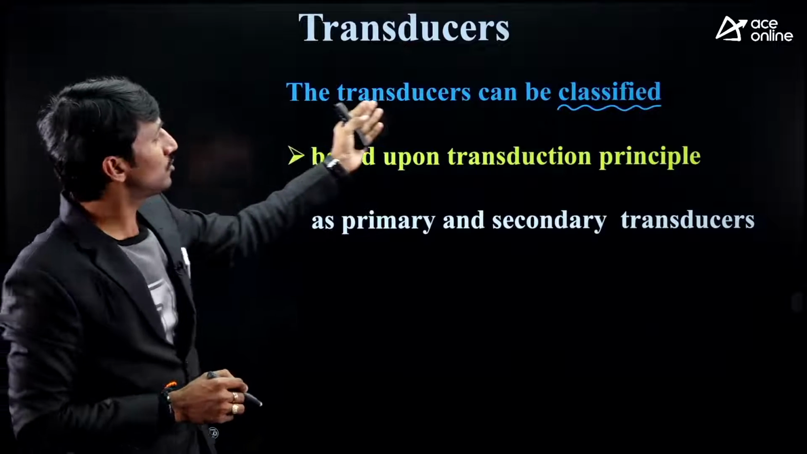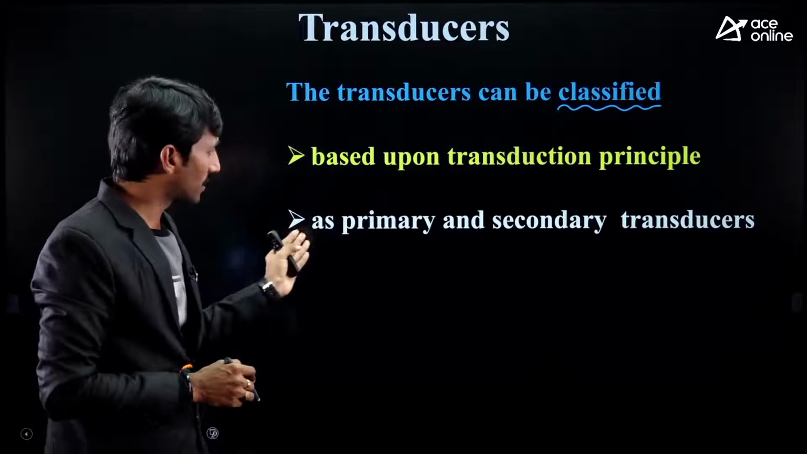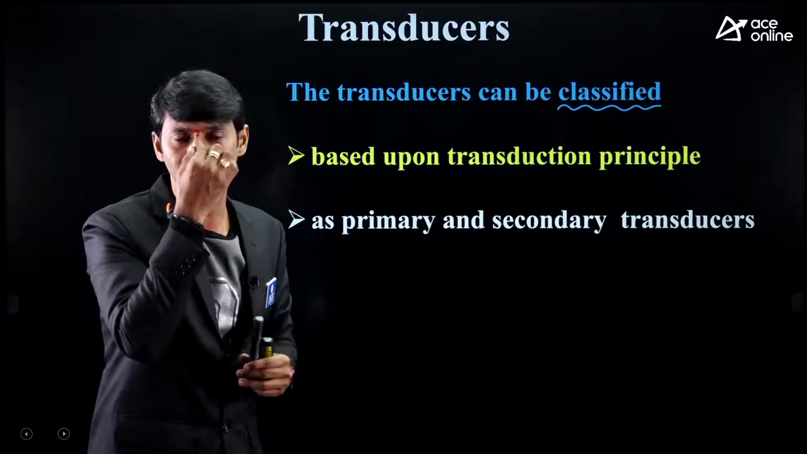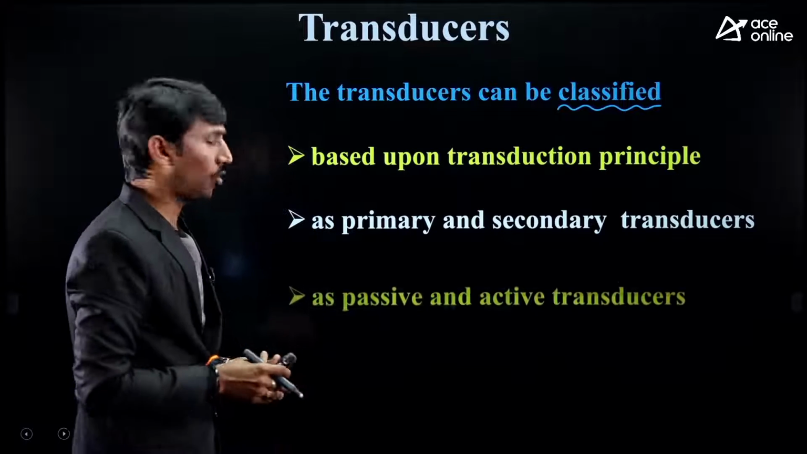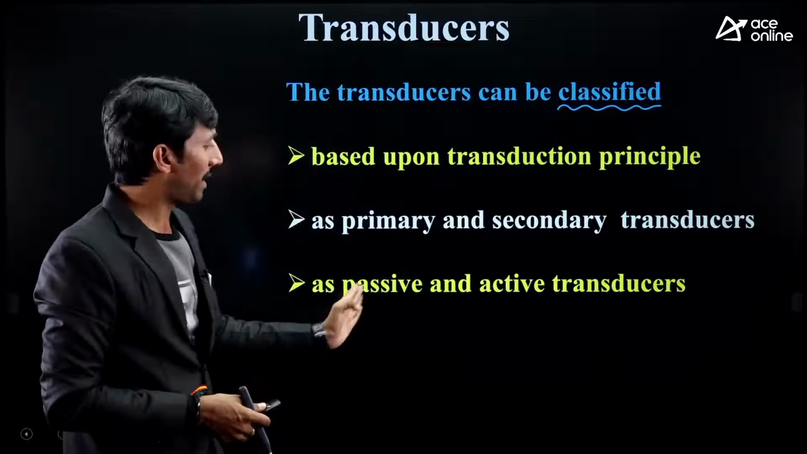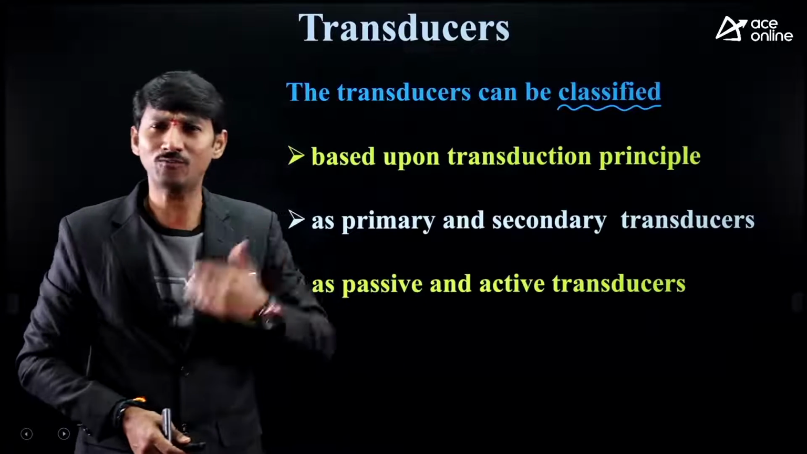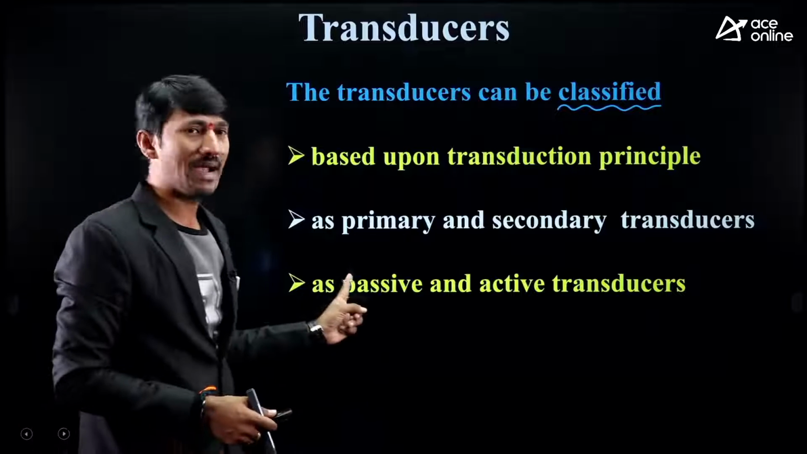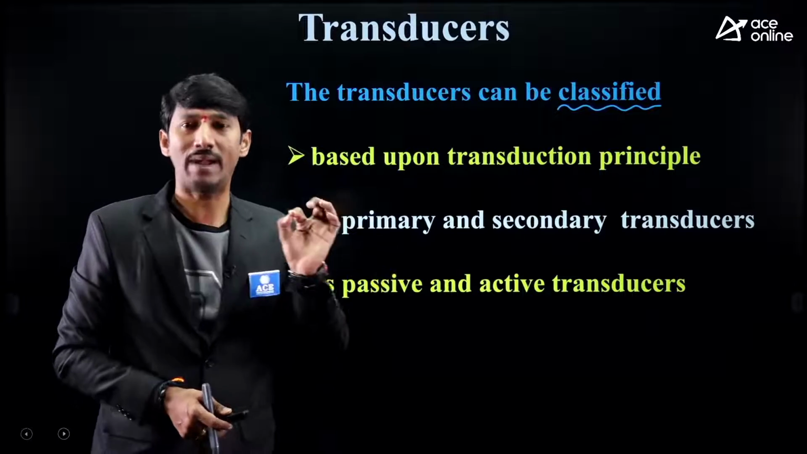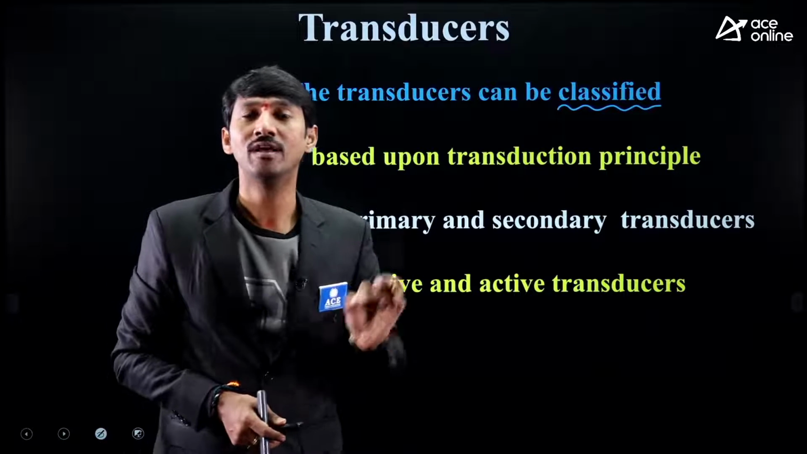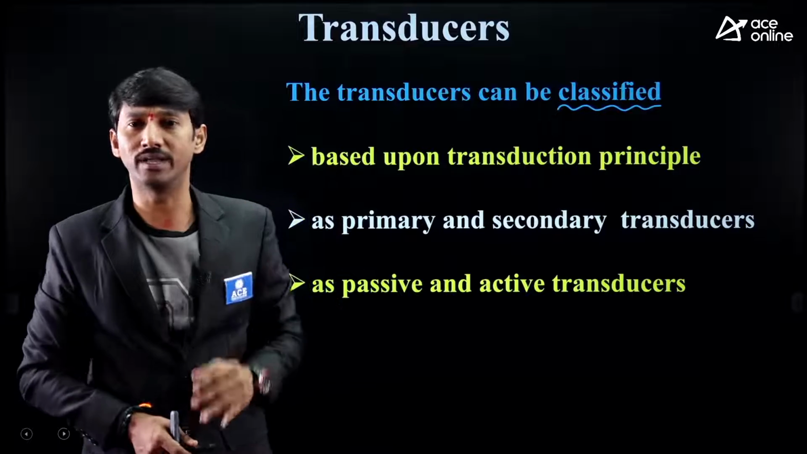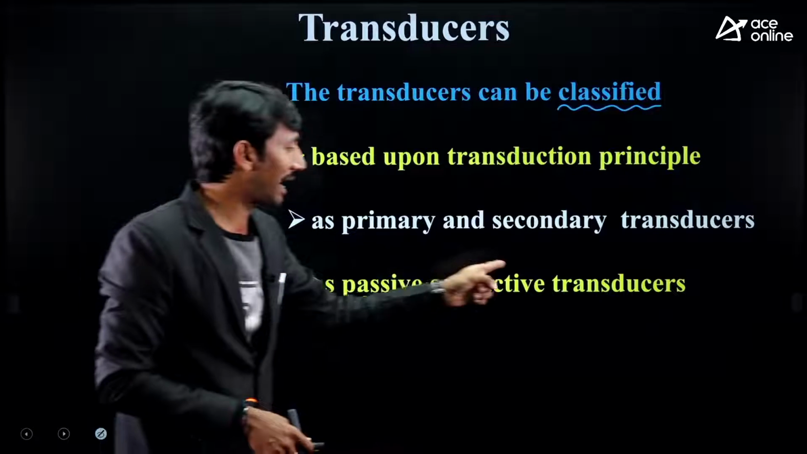The second one is primary and secondary: the transducers can be classified as primary and secondary. I'll tell you what is primary and what is secondary. And we can also go in terms of passive nature and active nature. Passive and active transducer, very well known to you. What do you mean by a passive transducer? What is the meaning of a passive element? It requires a power supply for its operation. Same thing here also. But active.